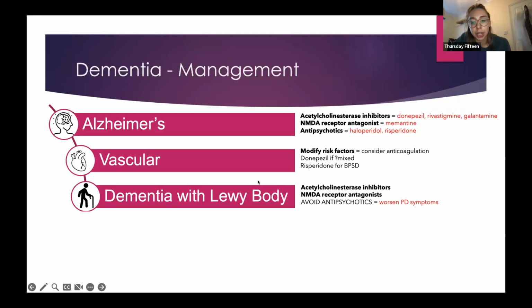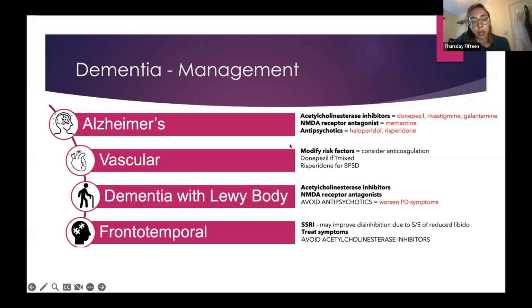Lewy body dementia, so you can again use things like donepezil and memantine, but we would avoid antipsychotics in people with this condition because that can worsen the Parkinsonian symptoms. Frontotemporal dementia, you can use SSRIs, which might improve people's disinhibition because of the side effect of loss of libido, but generally you have to just treat the symptoms.